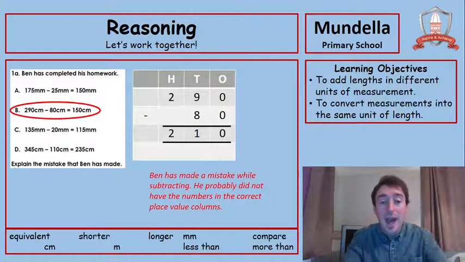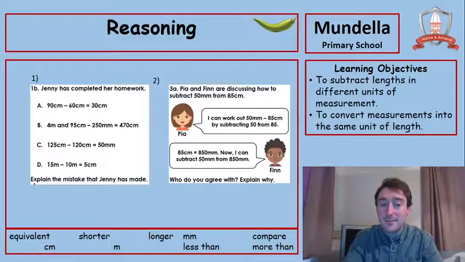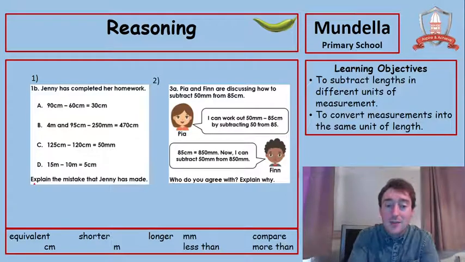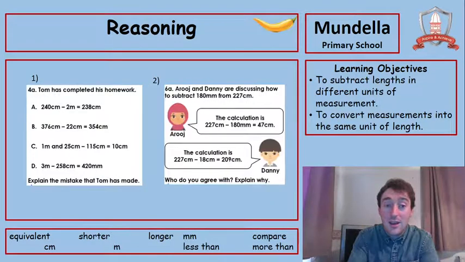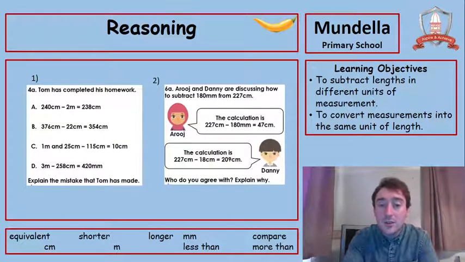Let's have a look at the ones that you'll need to do next. Okay, there are 2 green reasoning questions. Pause the video now if you want to do those, and then unpause when you're ready to check your answers. 3, 2, 1. Here are the yellow questions. Pause the video now if you want to try these, and then unpause when you're ready to check.